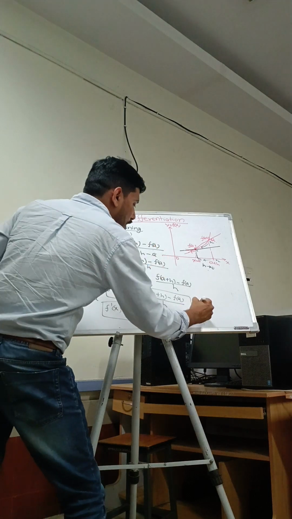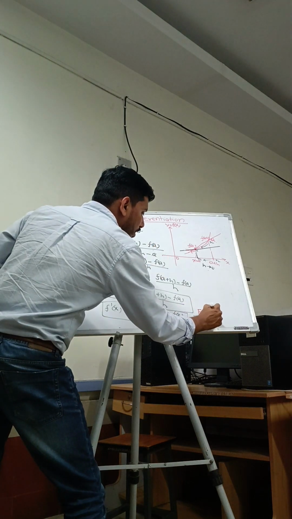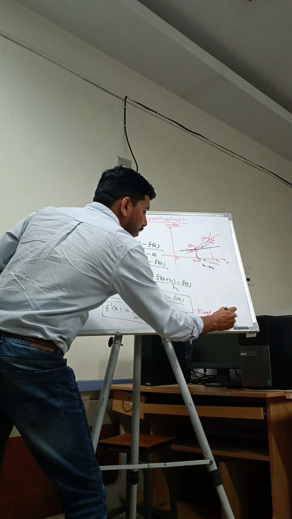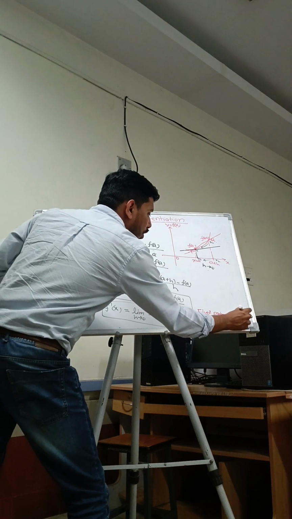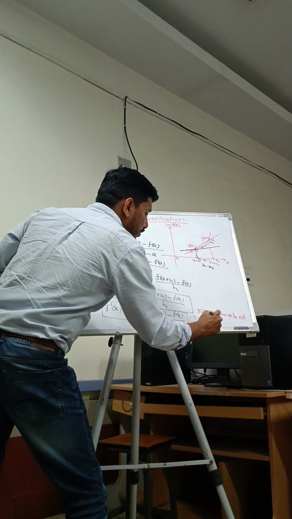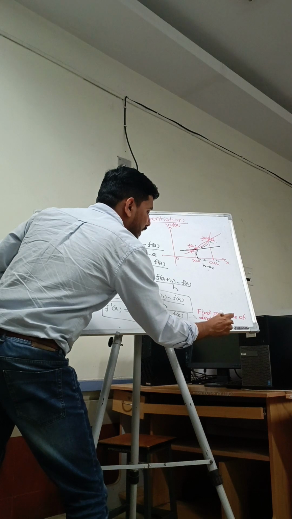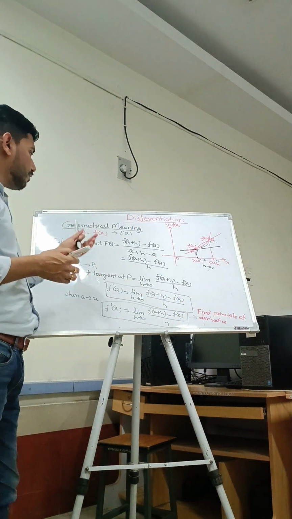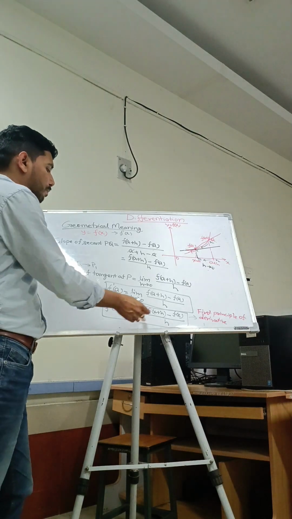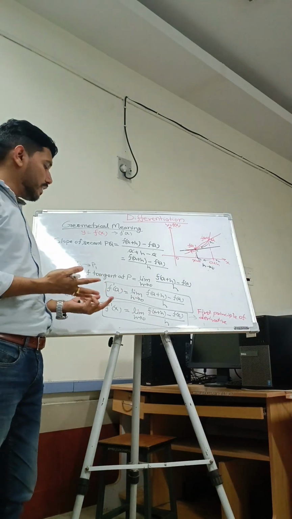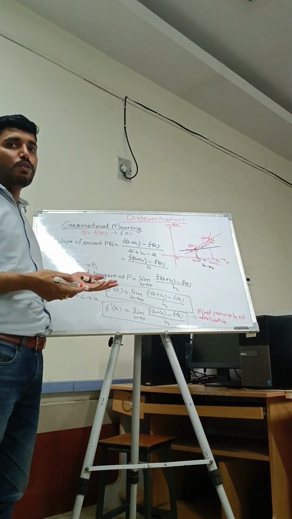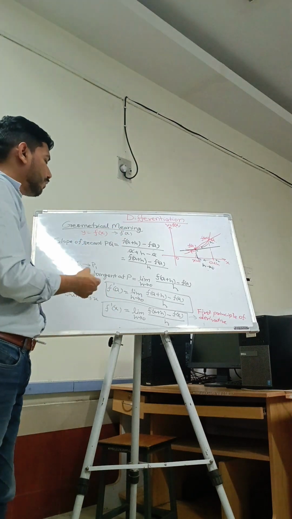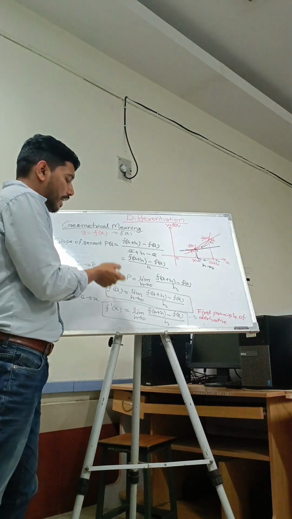This is nothing but our first principle of derivative. So with the help of this we can find the derivative of any function. We have lots of formulas also, but this is the basic definition of differentiation, how the formula is coming and how any formula will be derived with the help of this f dash of x.